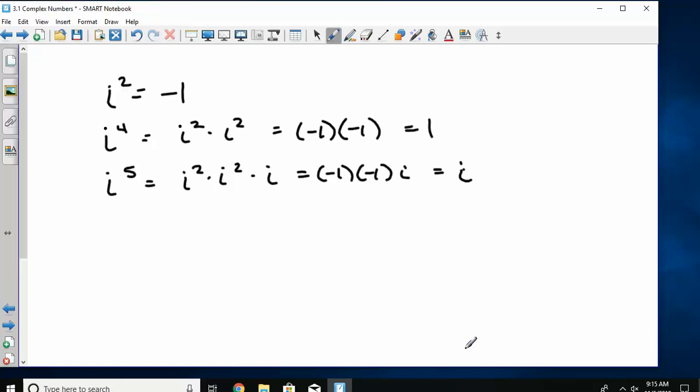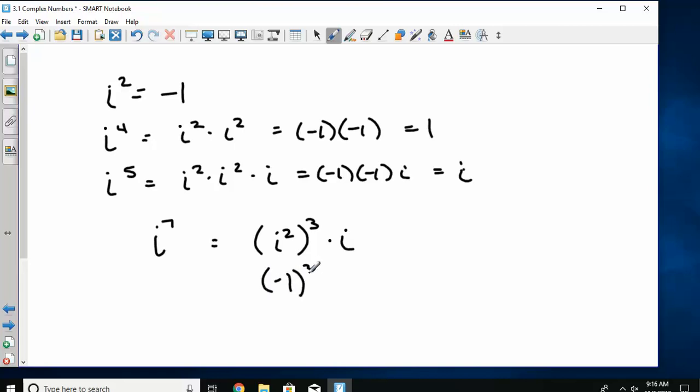So for instance, if I said i to the 7th, my question is going to be, okay, how many groups of 2 can I form? How many i squareds? There would be 3. Are there any left over? 1. You can always do a quick check here. If I multiply those, that gives me 6 plus 1 is 7.